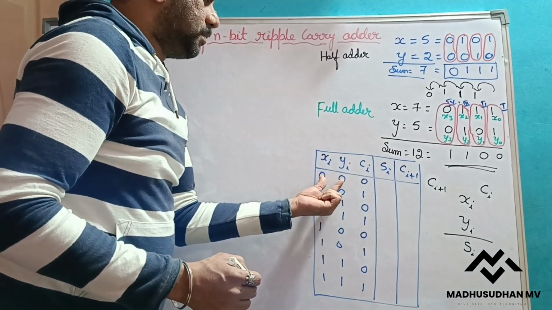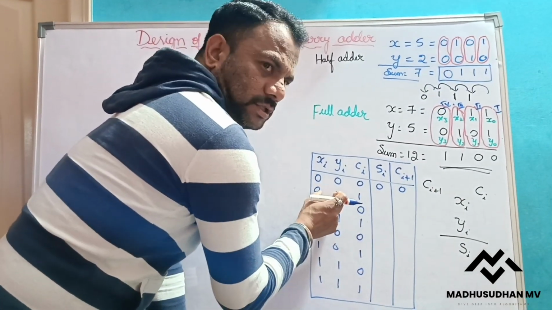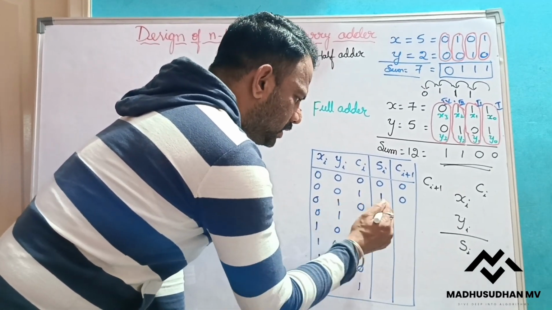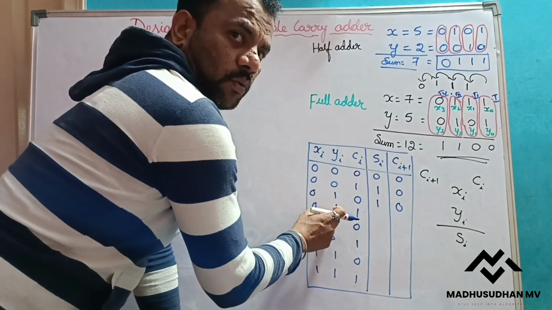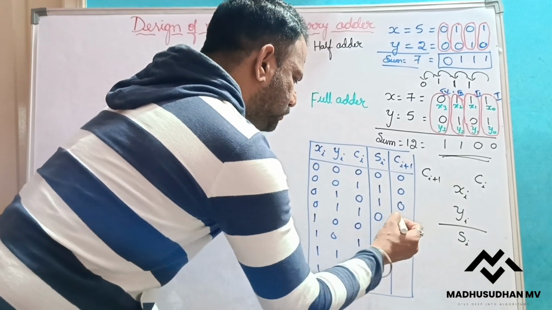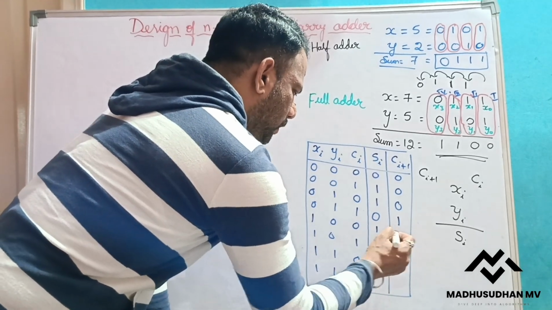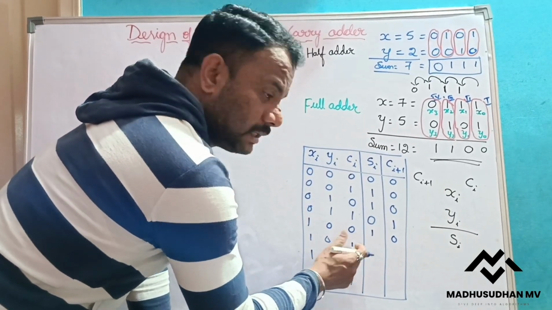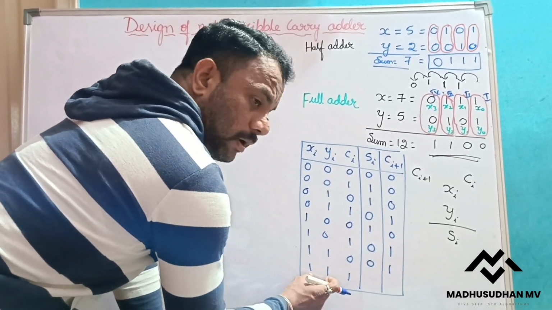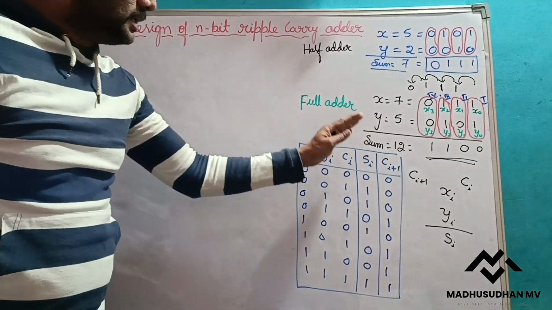0 plus 0 plus 0, sum bit is 0, and I am not generating any carry. 0 plus 0 plus 1 is 1, no carry. 0 plus 1 plus 0 is 1, again no carry. 0 plus 1 plus 1 is 0, carry generated once: sum is 0, carry is 1. Then 1 plus 0 plus 0 is 1, no carry. 1 plus 0 plus 1 is 0, and carry is generated, 1. Again 1 plus 1 plus 0 is sum 0, carry 1. Now 1 plus 1 plus 1 is 1, carry generated. So this is the truth table.